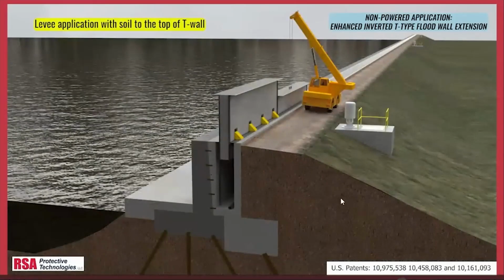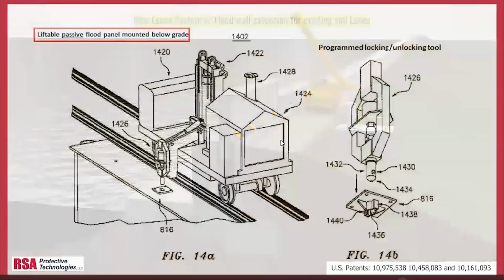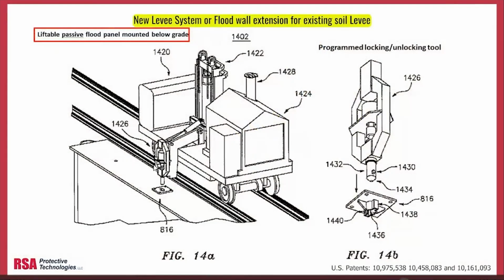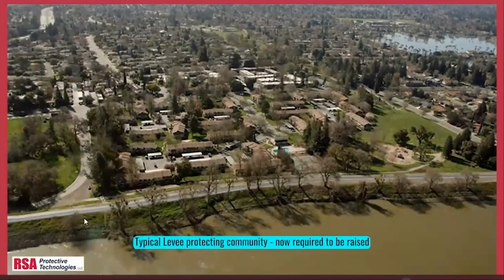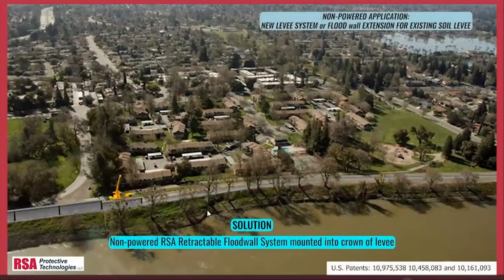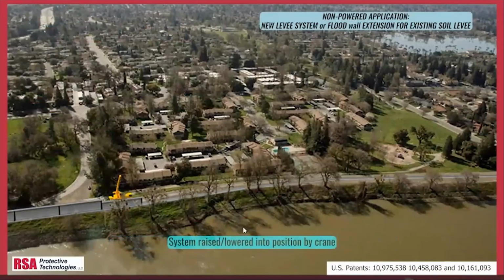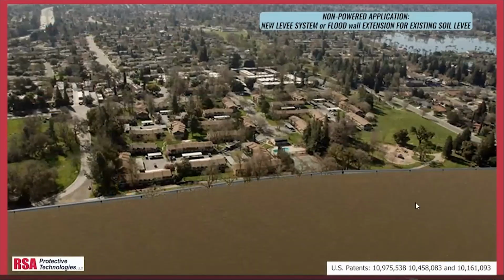It's a slightly different application where the soil on the dry side is actually higher than the other side. This is a typical example of a levee-protected community. We've got a river or body of water here, and the RSA wall is attached to the edge of the roadway. Once you raise that up, it makes the levee higher, and it will protect the community behind it from floodwater.